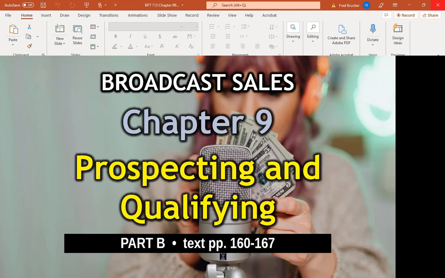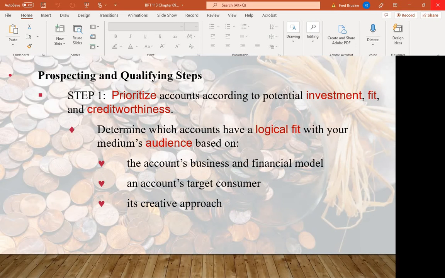All right, continuing chapter 9, and we're going to take a look now at the steps that you follow to qualify somebody for advertising. Taking a prospect and making sure that they're a good prospect to become an advertising client. Step 1, prioritize accounts according to potential investment, fit, and credit worthiness.